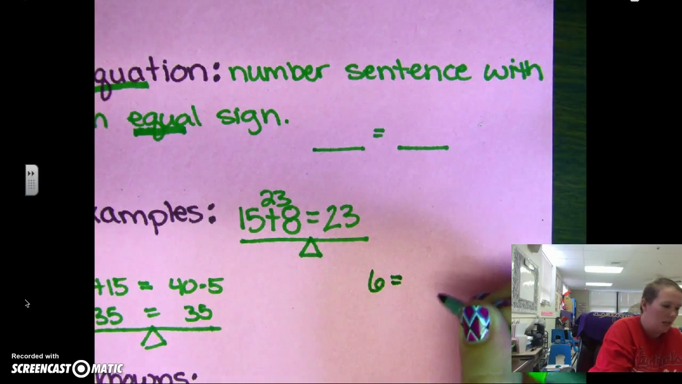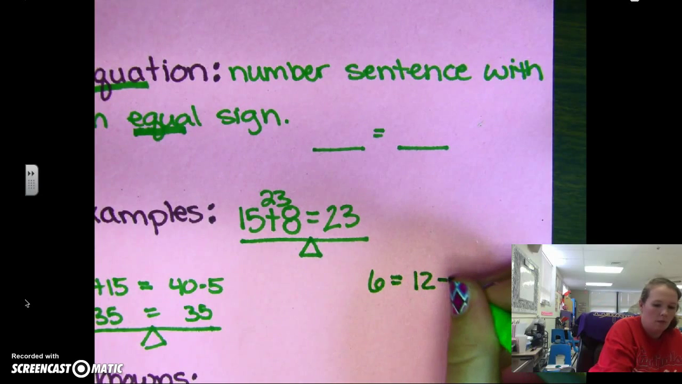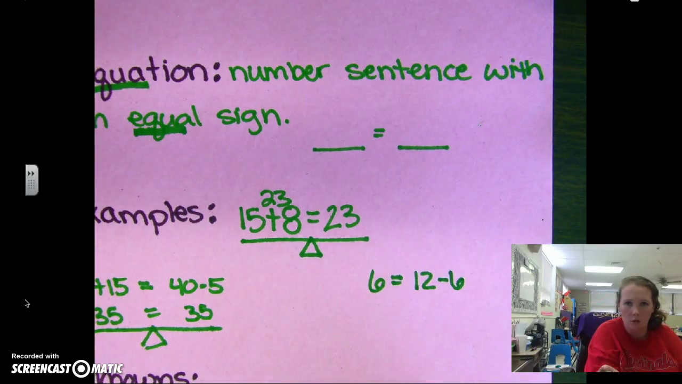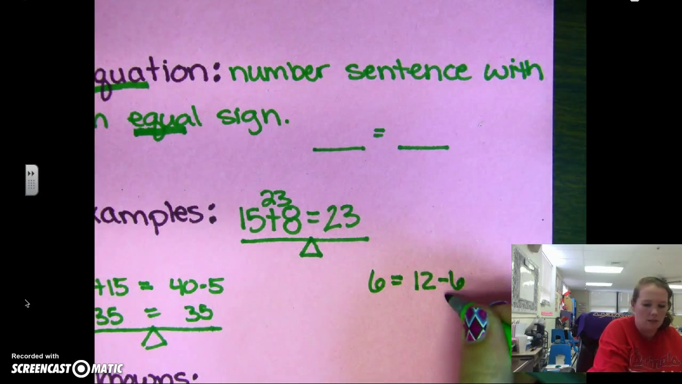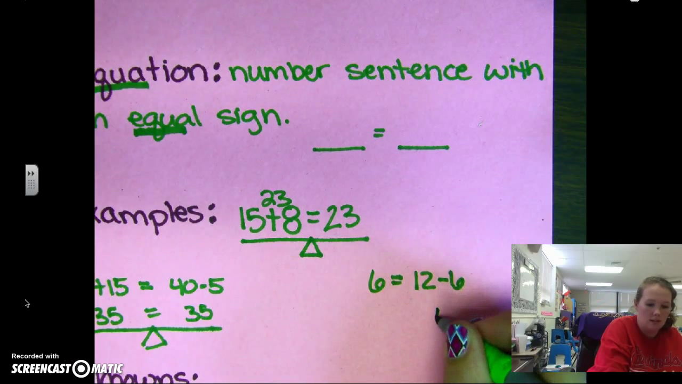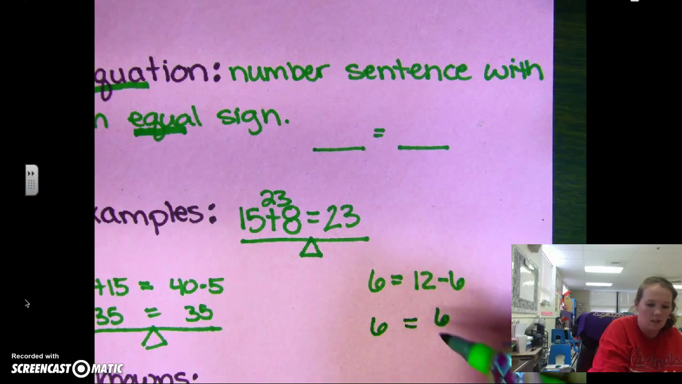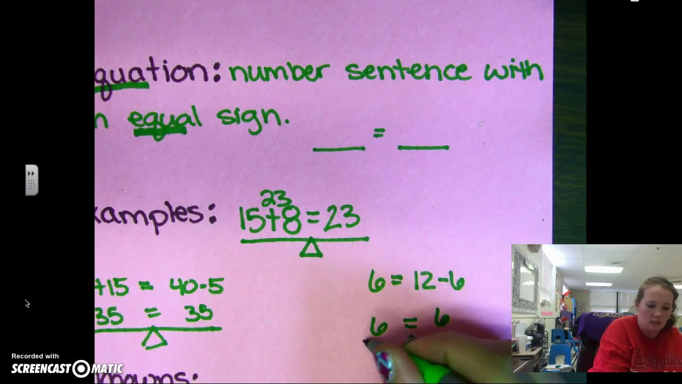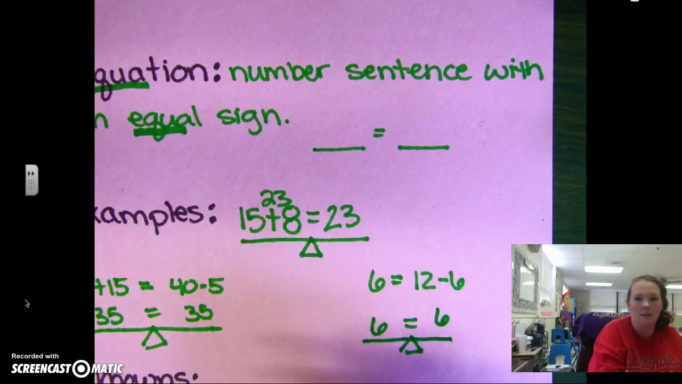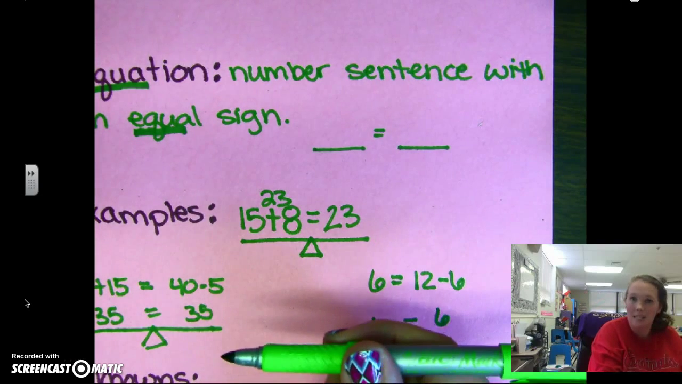Alright, one more example would be something like 6 is the same as 12 minus 6. Is that true? What is 12 minus 6? 12 minus 6 is 6, and on this side, it's just a 6. So 6 is equal to 6. My balance would be even because it's equal.